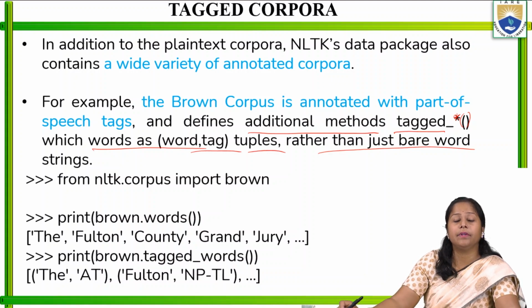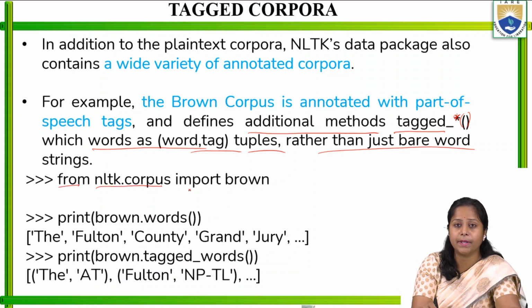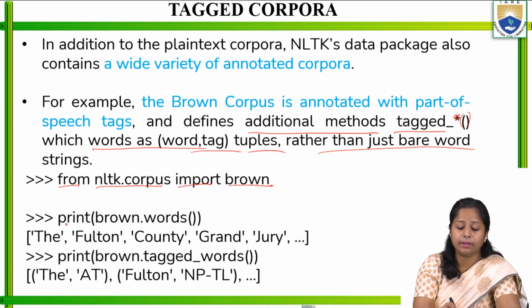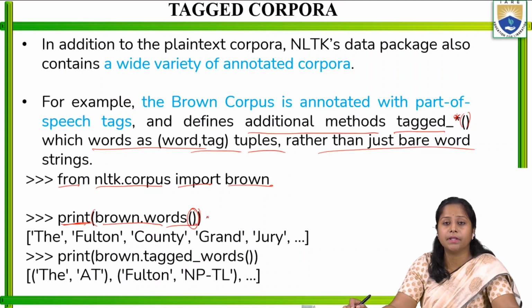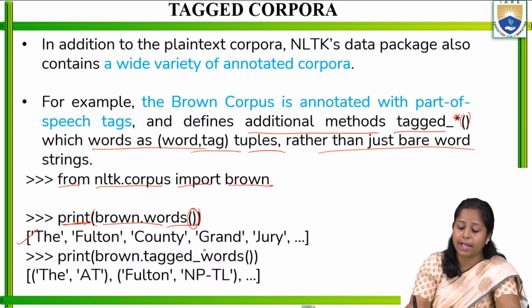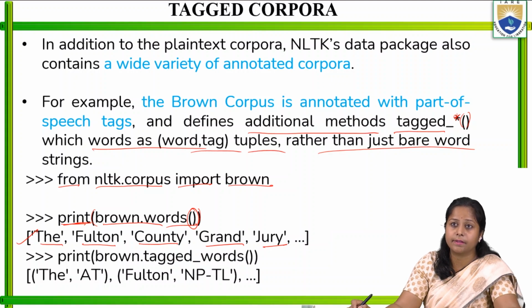So now in the next line we need to write from nltk.corpus import brown. Now that Brown corpus will be called, and in the next line we need to write print, and in the bracket, brown dot words function. So I write that empty function. Then it is going to list all the related words in this Brown corpus, as part of speech tags.